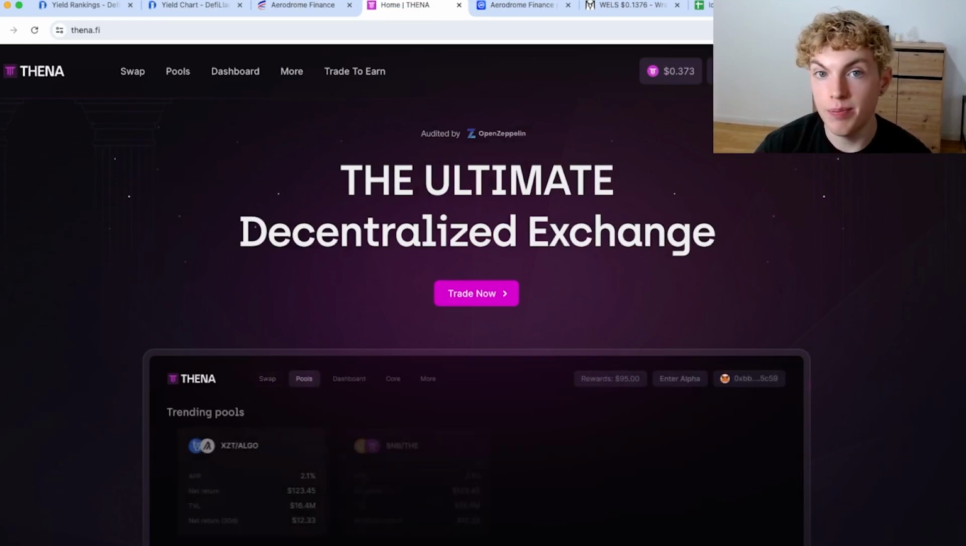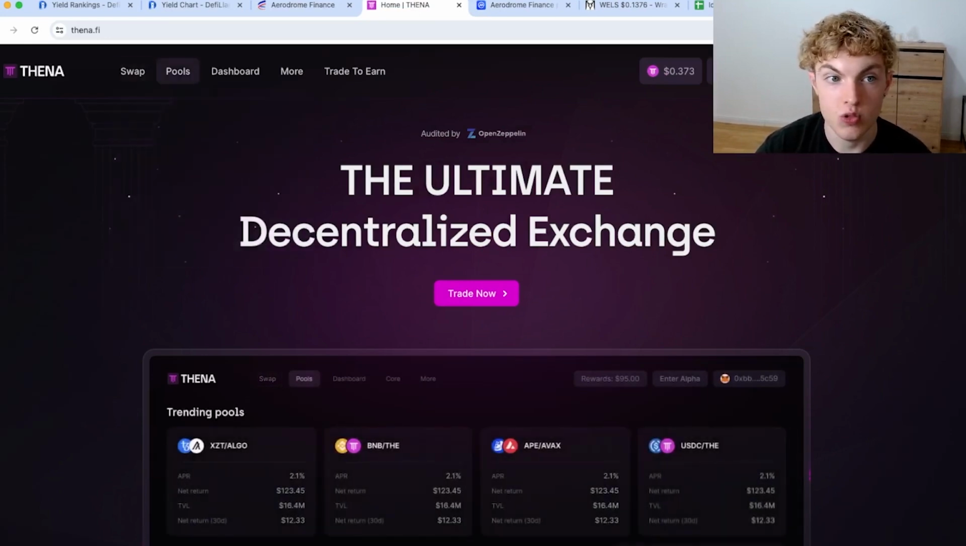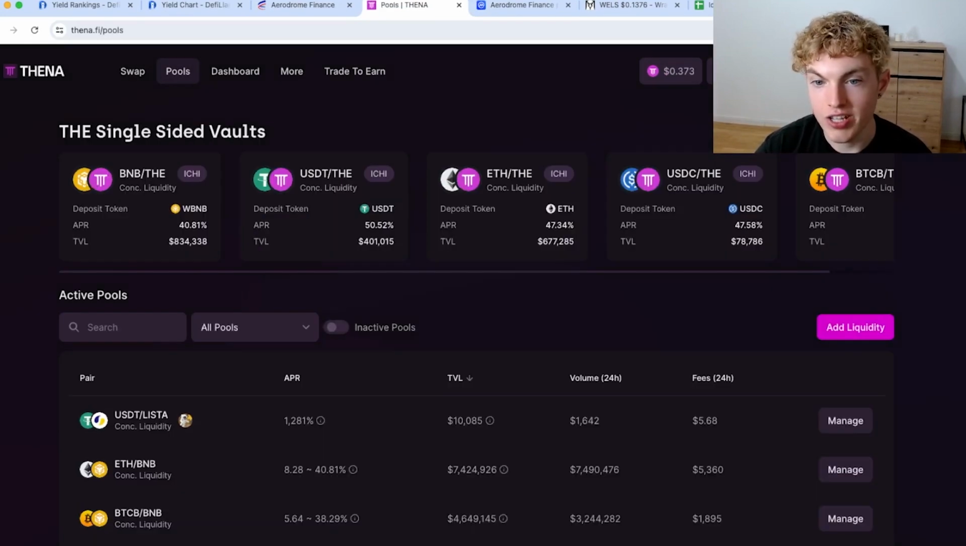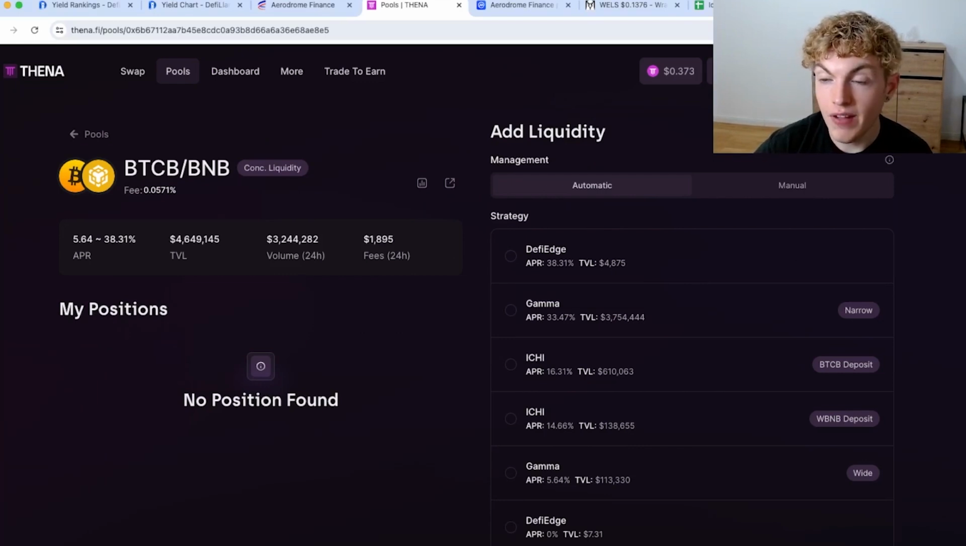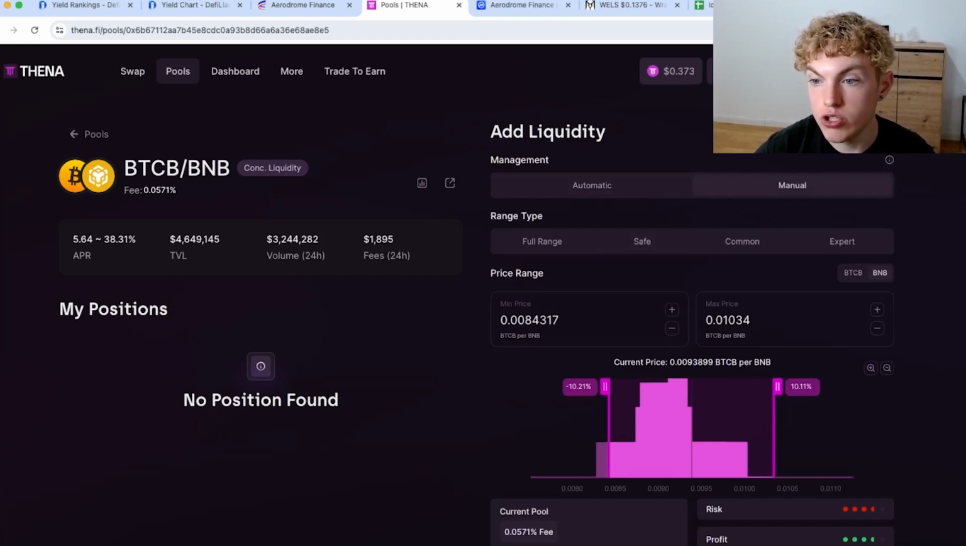And then if we wanted to deploy into Thena, we could go to the Thena.finance website. We could go over to the pool section. Then once we're here, once again, we go ahead and find the pool. So this one was Bitcoin B to BNB. See, it's right here. Then if you hit manage, there's a couple of options. We could go with the one that manages it for us, but typically has a lot of impermanent loss. Or we could go to manual and choose the range ourselves. And essentially, this would be deploying it ourselves. So it's up to you how you want to do this.